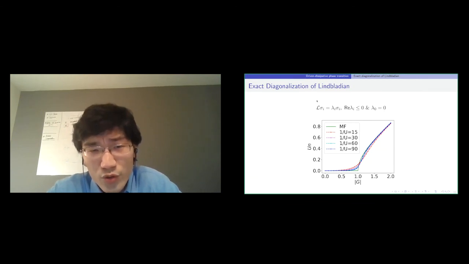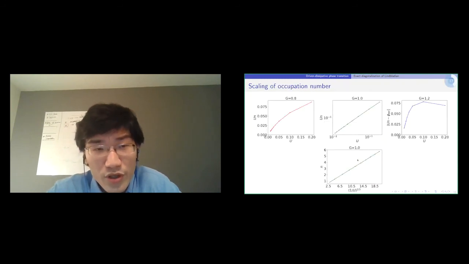So we can just diagonalize the Lindbladian and show that U times N is actually approaching the mean-field theory. Here I show some data for different 1 over U. You can see that as 1 over U goes to infinity, the thermodynamic limit is reached, and then the solution from exact diagonalization will approach the mean-field theory. You can show how they approach the mean-field theory by doing a scaling analysis along different points.